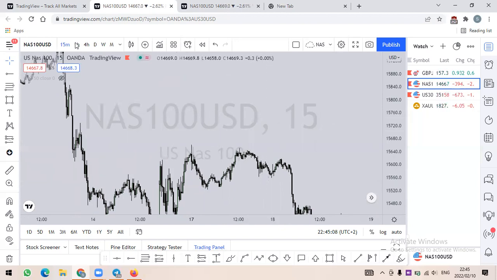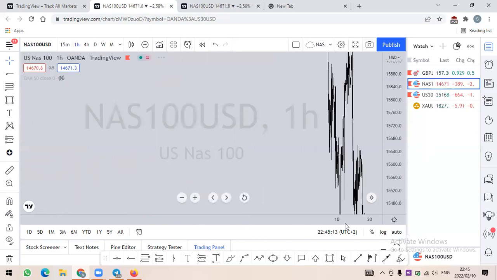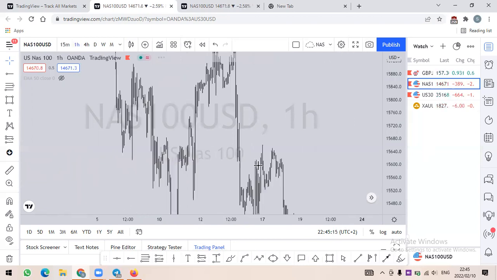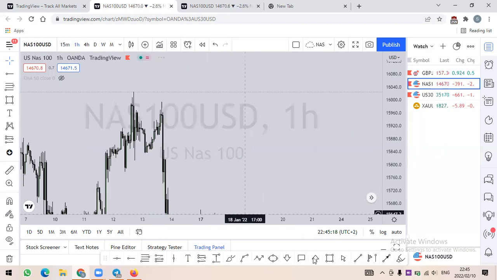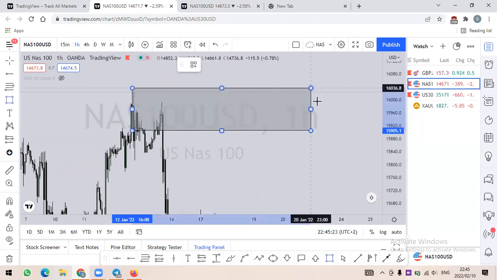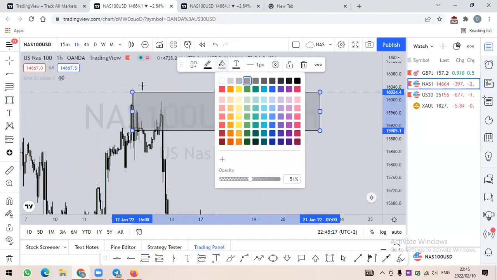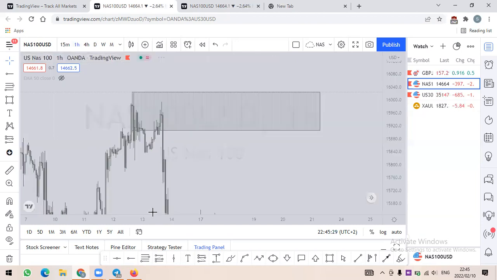Let's just do the last setup and cover the ID50 setup. And yes, I'll be done. Okay, so let's go here. And this was a big wick to wick OB, gigantic wick to wick OB, and an inside OB.